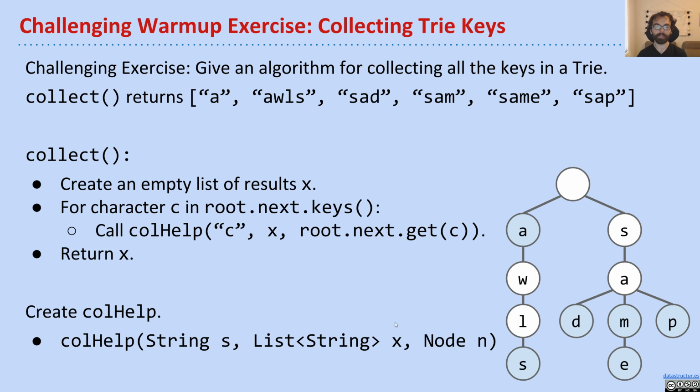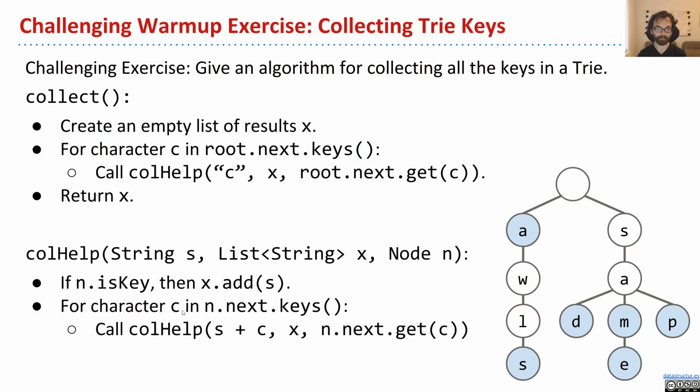Okay, so the collect help method I have in mind is as follows. If the node we have now is a key, then we're going to add the string that was given to us. So for example, when we're at the node A, we'd be adding the string A to our results list. And I'll do a little animation in a moment.